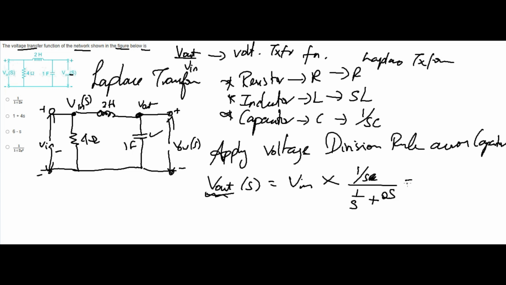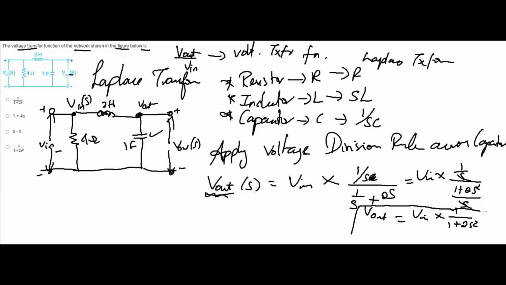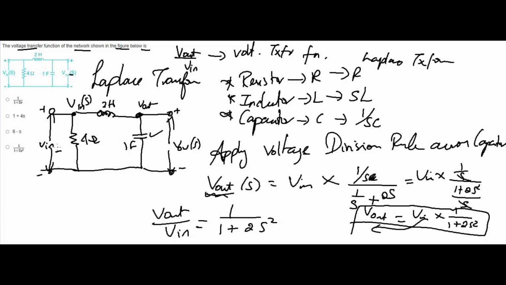So V out is equal to V in into 1 divided by S, divided by 1 by S plus 2S. I am taking the LCM, dividing by S, and you can cancel. V out is equal to V in into 1 divided by 1 plus 2S square. If I take V in to the denominator, V out divided by V in is equal to 1 divided by 1 plus 2S square. So 1 by 1 plus 2S square is the option.